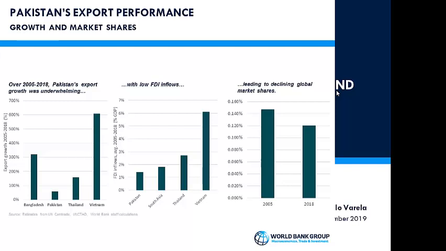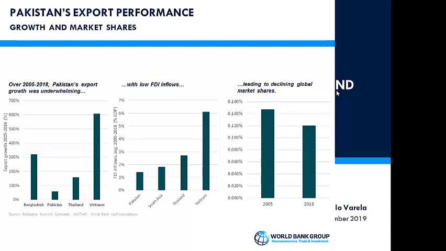What you see there are three charts. The first one shows export growth, the second one shows FDI, and the third one shows global market shares of Pakistan. And you compare Pakistan with Bangladesh, Thailand, and Vietnam in terms of exports. Pakistan's exports over the last 13 years increased by about 50%. Vietnam's exports increased by about 650%, right?